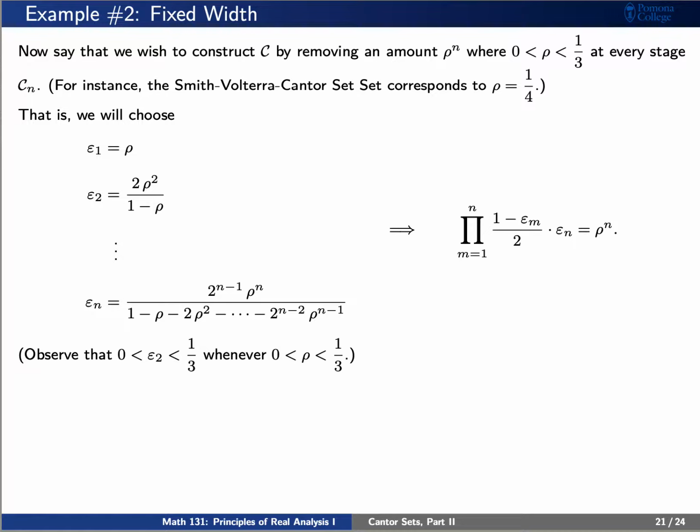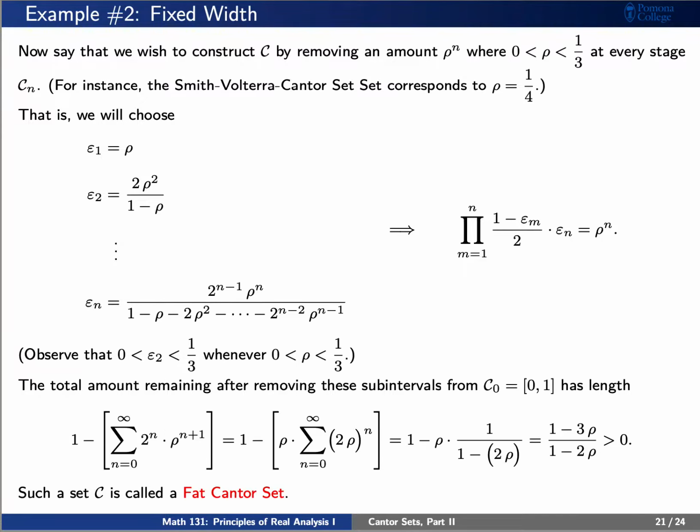Observe that each epsilon is between 0 and 1/3 as long as rho is between 0 and 1/3. This is part of the reason why we're choosing our rho to be between 0 and 1/3. In this case, the total amount that we find after removing each of these subintervals has positive length. That is, we actually don't remove everything. There are some items that are left over. Such a set is actually called the fat Cantor set. We'll definitely discuss more about this example in future lessons.